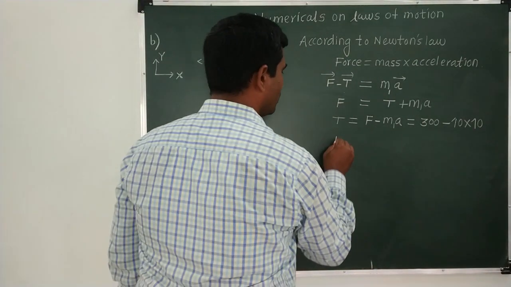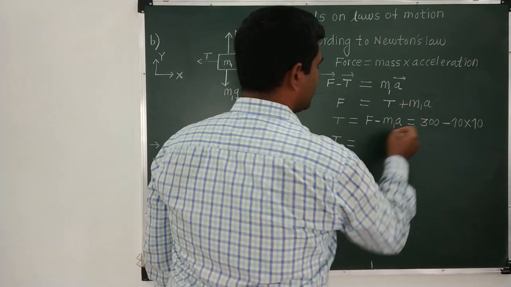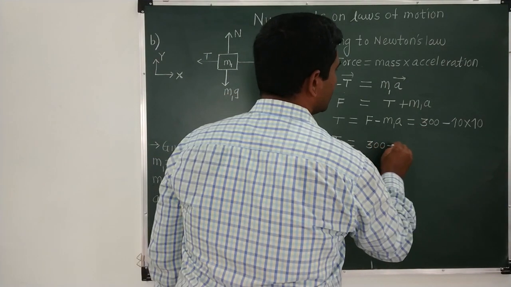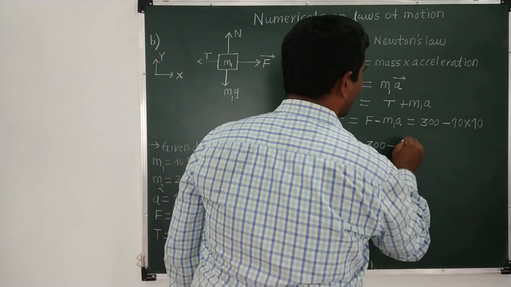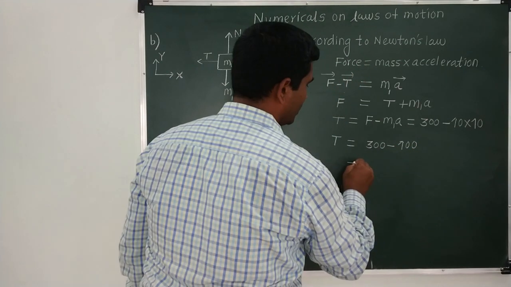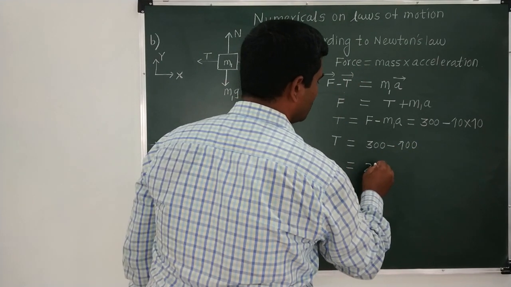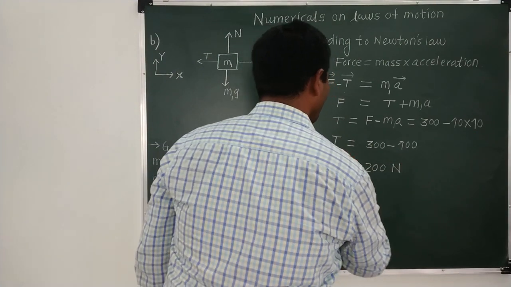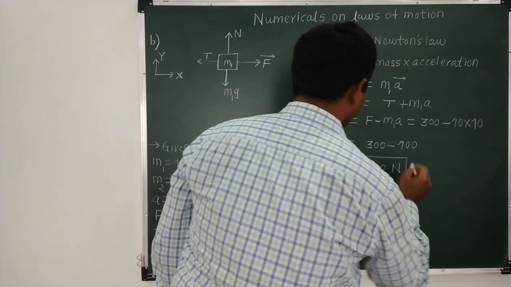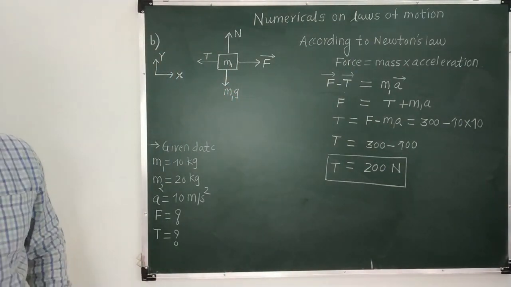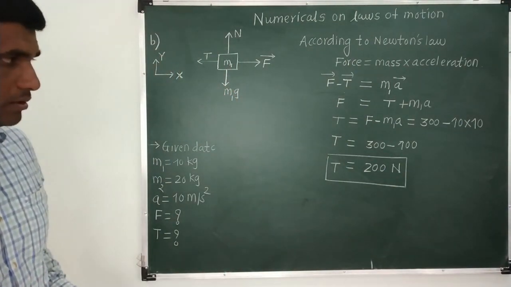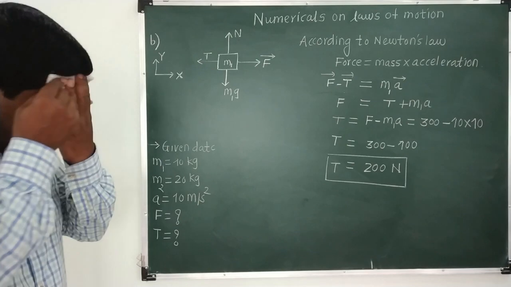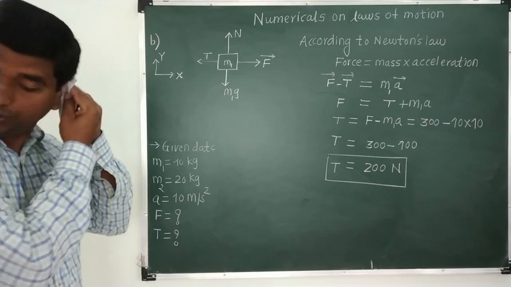Okay, so therefore T is equal to 300 minus 10 into 10, which is 100. So 300 minus 100 becomes 200. So the tension in the string is 200 Newton. So this is your second answer. I hope you can do these simple calculations and you have understood this.